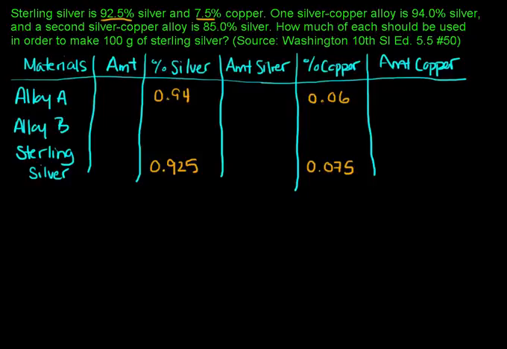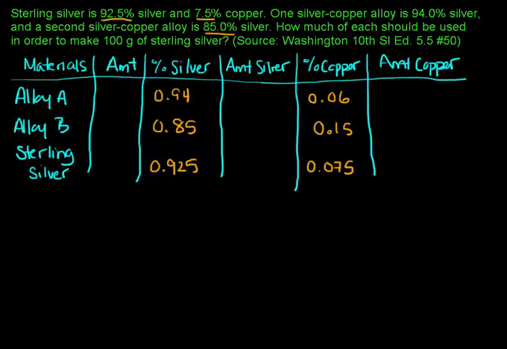And then we're told that the second silver-copper alloy is 85% silver. As a decimal number, that's 0.85. And again, since we're told that it's a silver-copper alloy, we can assume that any material that's within it that isn't silver is copper, so the percentage of copper will be 0.15. And you'll note that these percentages don't add up, and they shouldn't. What is going to add up are the values that we put in our amount columns.